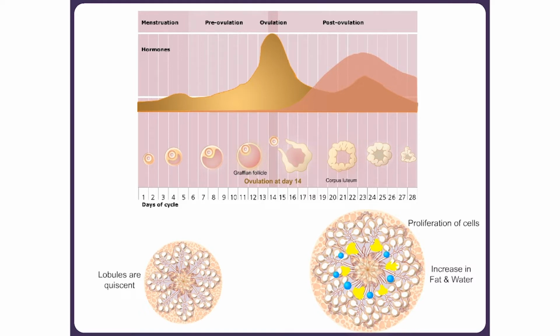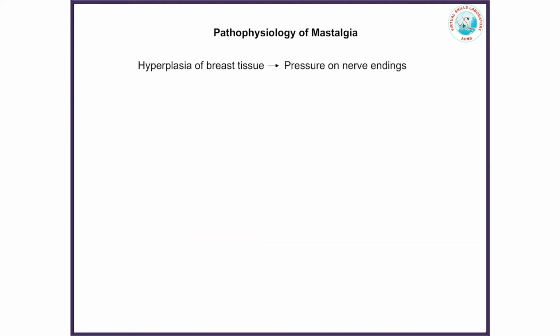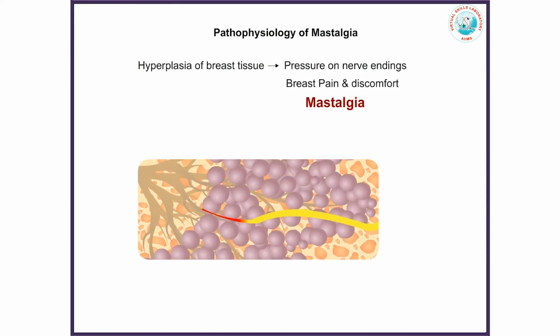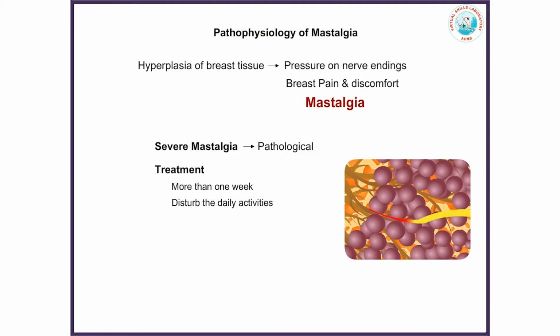The net result of these changes is an increase in the breast volume, compelling some ladies to even change their garment to a larger size. The increase in breast volume causes pressure on the pain nerve endings, resulting in breast pain or discomfort. This is called mastalgia. To some degree, this mastalgia is a normal physiological response. However, when it becomes severe and lasts for more than a week, disturbing the activities of daily life, we need to consider it as pathological and treat it.